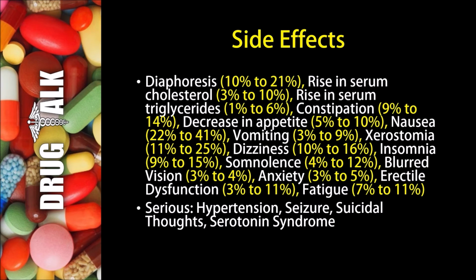experience somnolence. Blurred vision may occur 3 to 4% of the time, and anxiety comes in at 3 to 5%. 3 to 11% of patients may experience erectile dysfunction, and 7 to 11% may experience fatigue. Now, some more rare but serious side effects with desvenlafaxine would be hypertension or high blood pressure, a seizure, this would happen less than 2% of the time, suicidal thoughts, or serotonin syndrome.